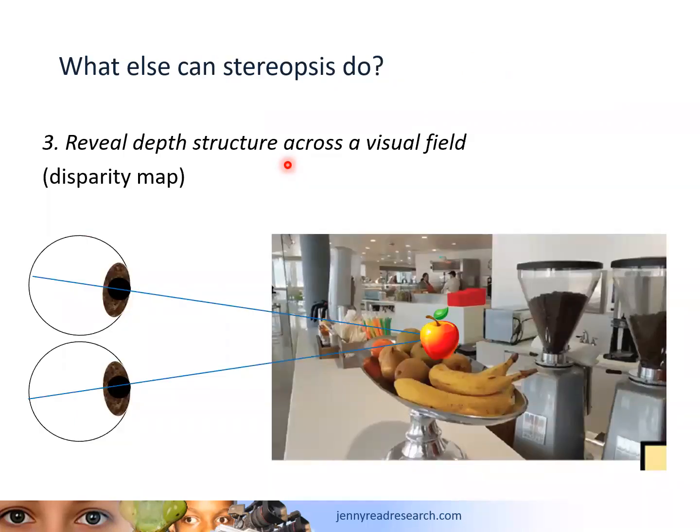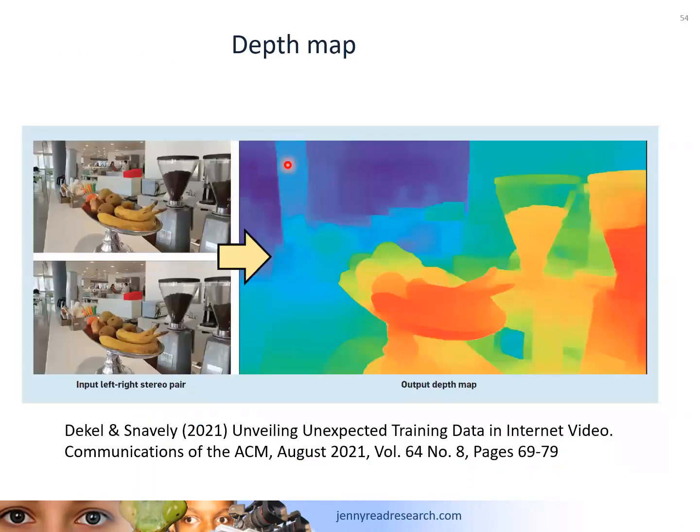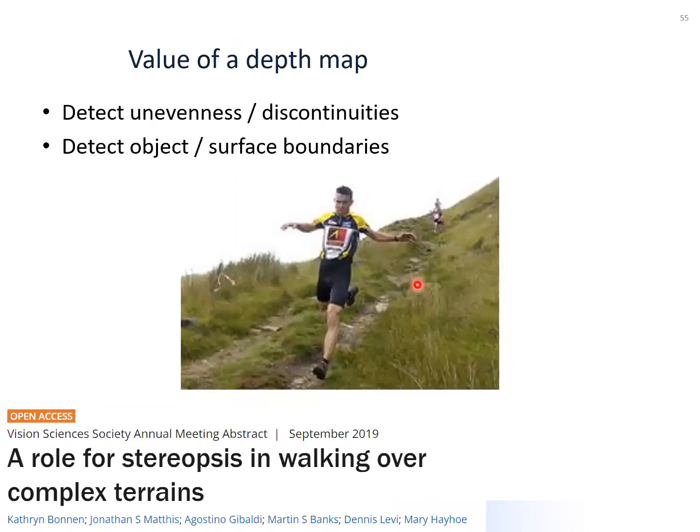You can reveal depth structure across the visual field. So imagine the eyes looking at the scene here. This is a machine stereo algorithm which has used the small disparities between the images to get the depth structure. Even if you don't know how many meters away the red and the blue is, it's still very useful to see the boundaries. It can help you interpret the scene, see where the edges of objects are, and so on.